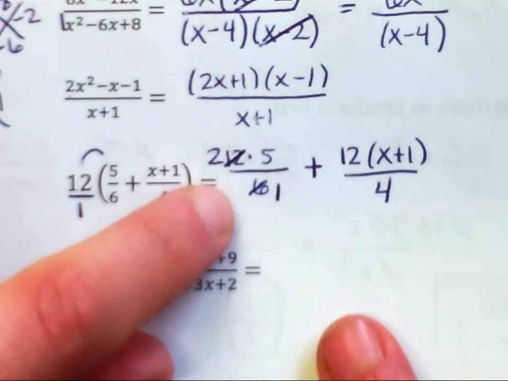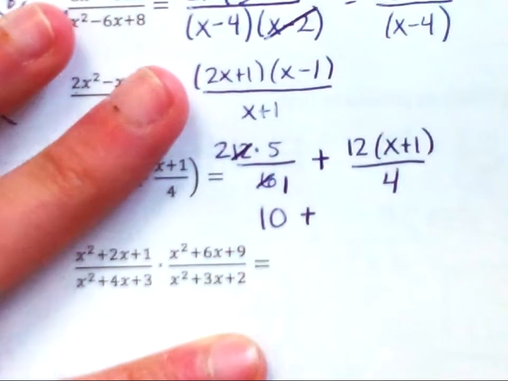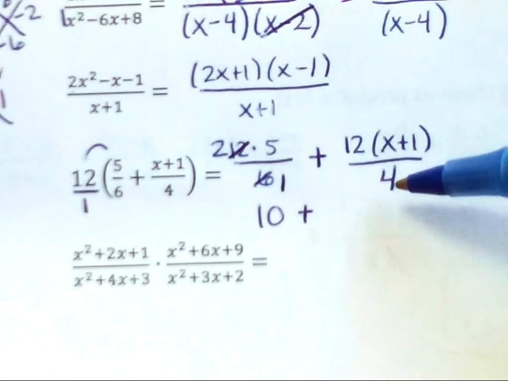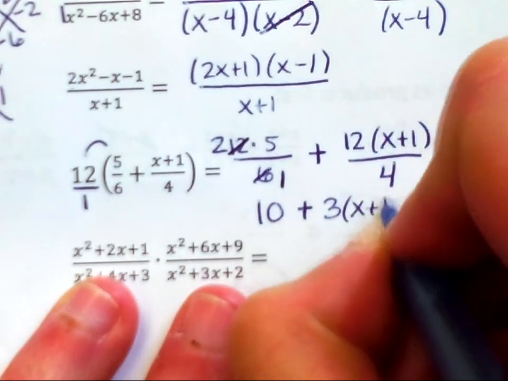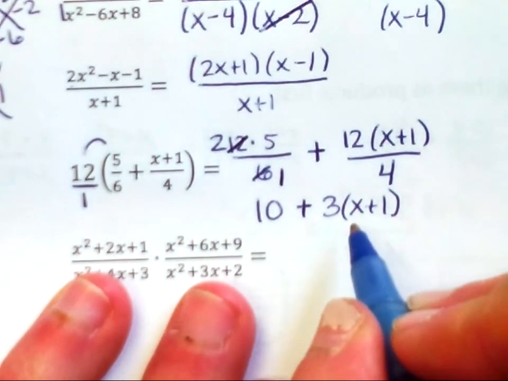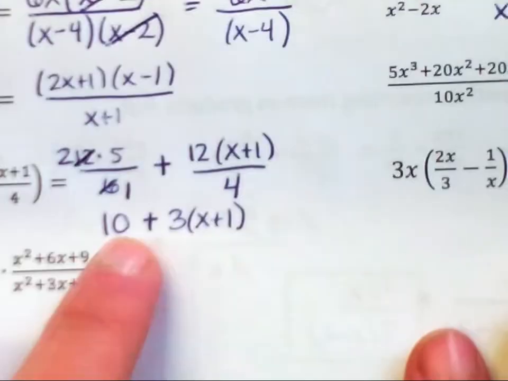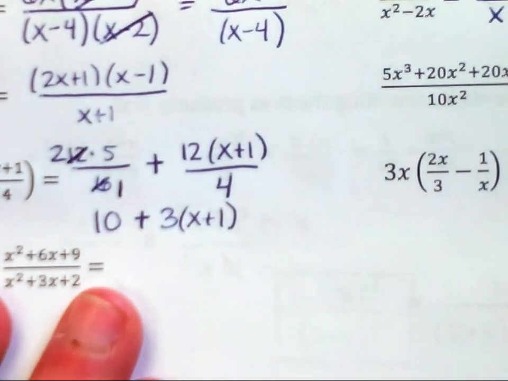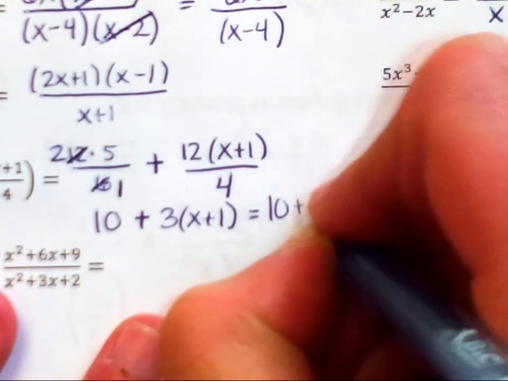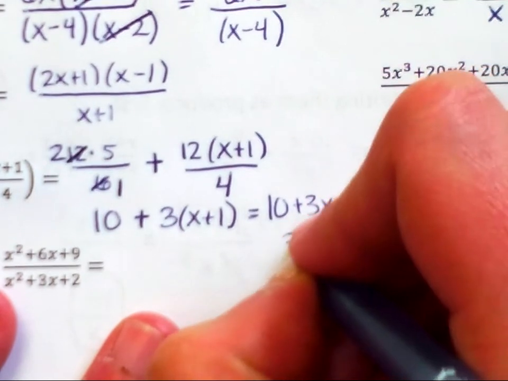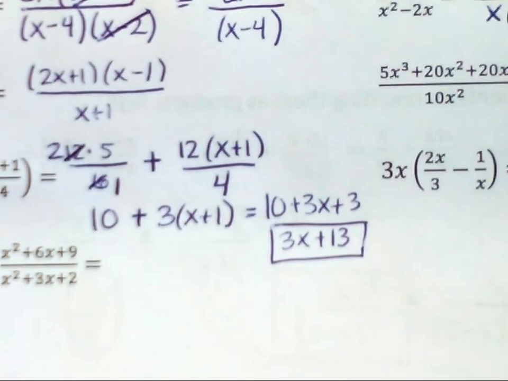So essentially this whole first term has become 2 times 5 over 1, so that would be 10. Plus, a 12 over a 4 reduces to a 3. And then the x plus 1 is still in the top. So again, this is like 3 times x plus 1 over 1, but I'm not going to write that. And then if I just clean this up a little bit, I can multiply the 3x, or the 3 times the x and times the 1. So I would get 10 plus 3x plus 3, which is 3x plus 13. Which doesn't get more simple than that.